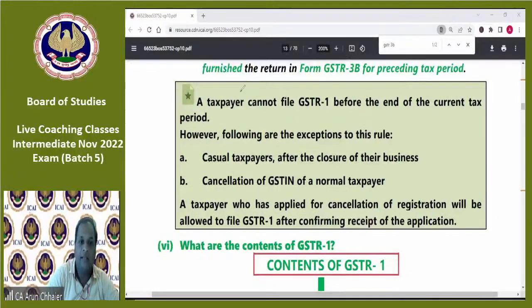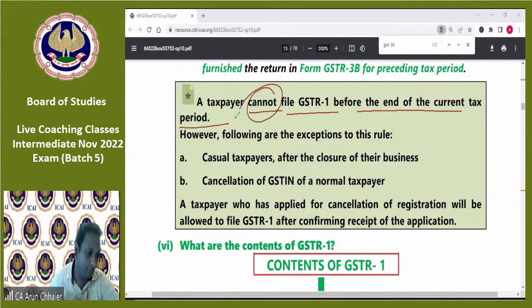What is the star mark? A taxpayer cannot file the GSTR1 before the end of the current tax period. So if you would like to file the GSTR1 for July in the month of July, it is not possible. GSTR1 or 3B would be available only after the end of the month. For July, if I like to furnish the GSTR1, it is possible only after July. 3B only after July. 2A, 2B only after July.